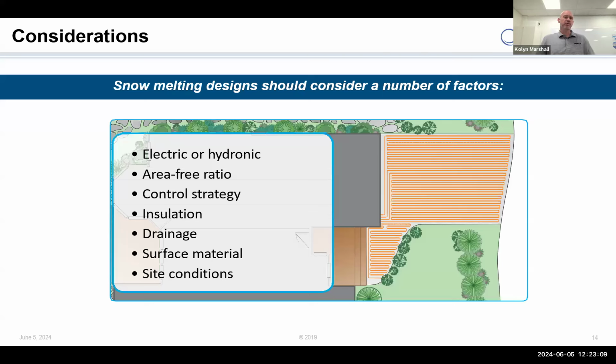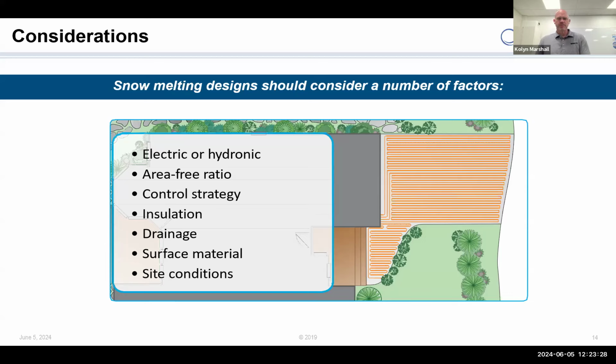There's also a lot more maintenance involved with a hydronic system. You're dealing with glycol. So glycol systems typically require more annual testing, and they potentially will require the system be flushed and refilled more frequently because the glycol will age over time.